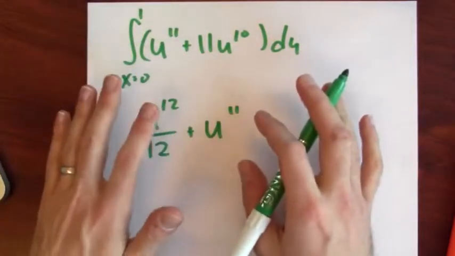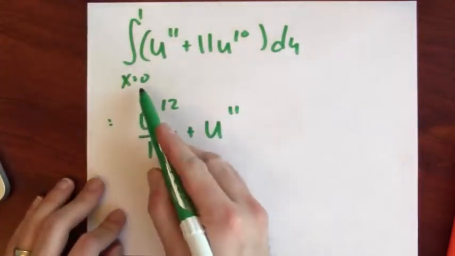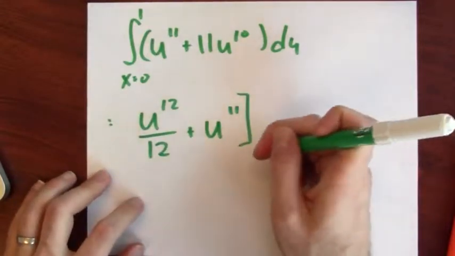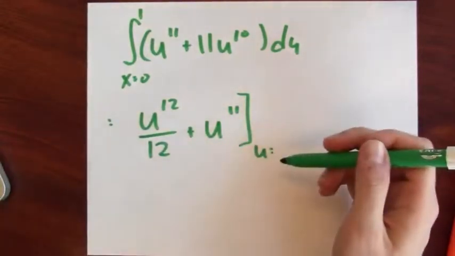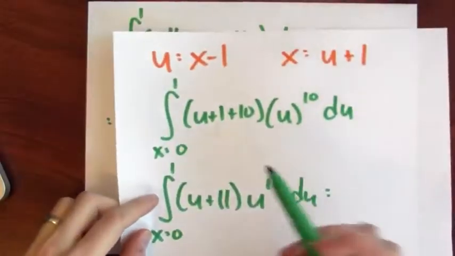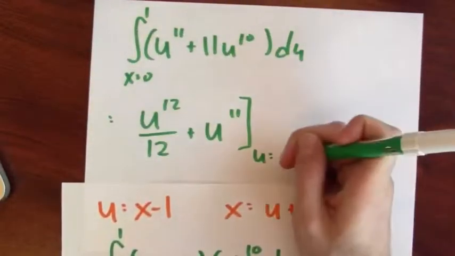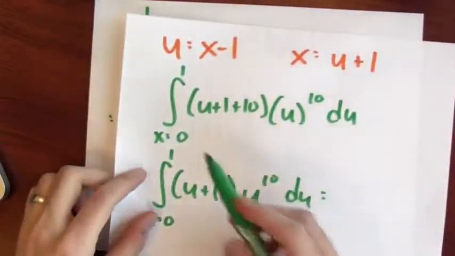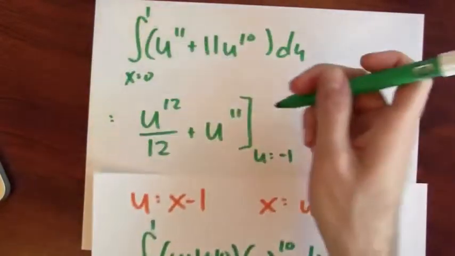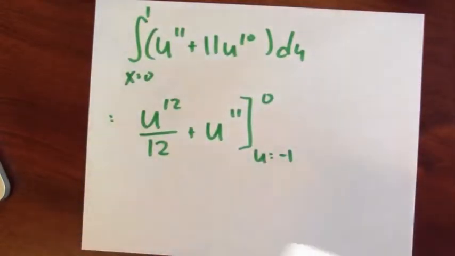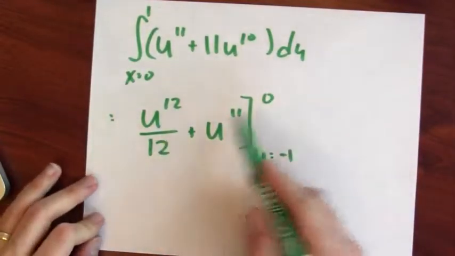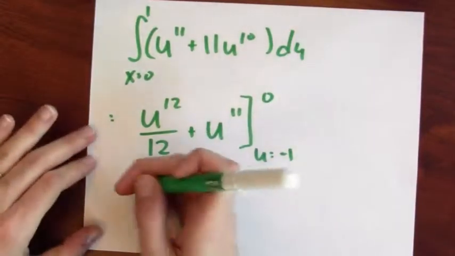But now I've got a little bit of an issue, right? I've got x going from 0 to 1. So here it's u going from what to what? How do we deal with those endpoints? Well, when x is 0, u is minus 1, so I'll put a minus 1 there. And when x is 1, u is 0, so I'll put a 0 there. And now this is just as easy as plugging in 0, plugging in minus 1, and taking the difference.